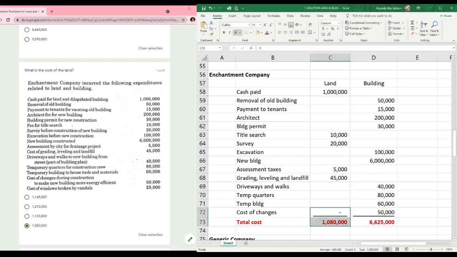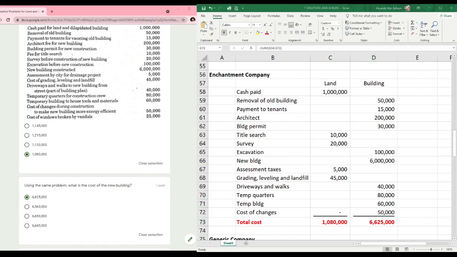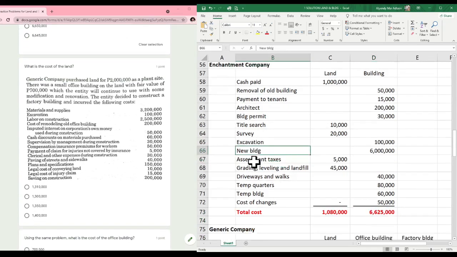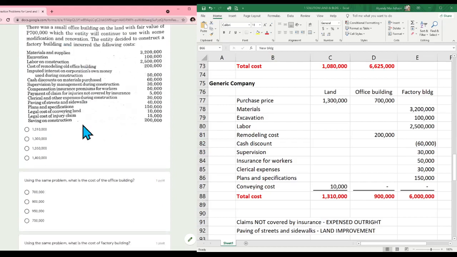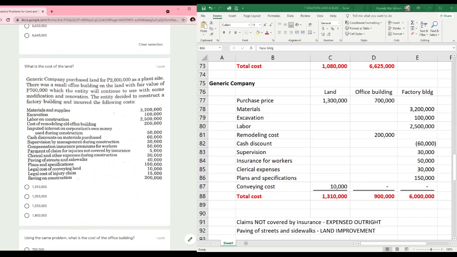So the cost of the land is 1,080,000 and the cost of the building is 6,625,000. Okay? So that's for Enchantment Company. Now let's proceed to Generic Company. Okay, for Generic Company, the questions are, what is the cost of the land? What is the cost of the office building? And what is the cost of the factory building?